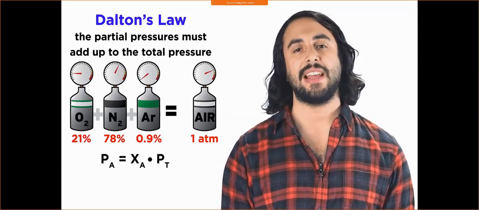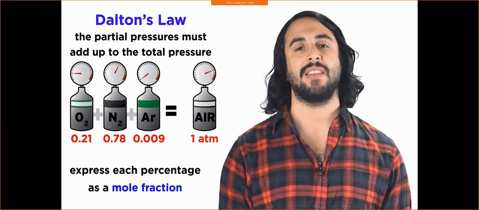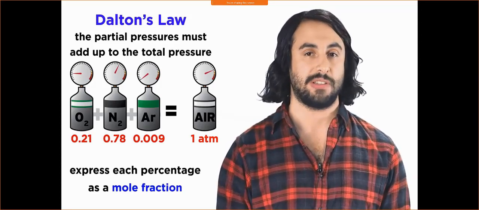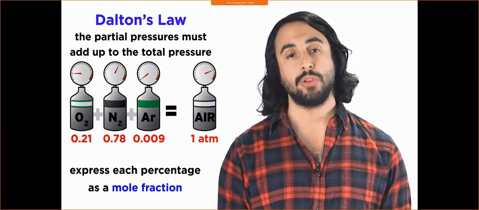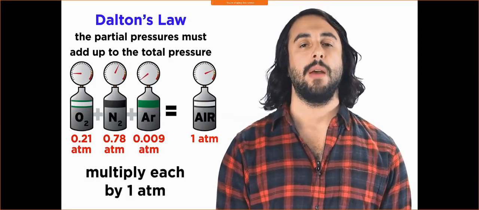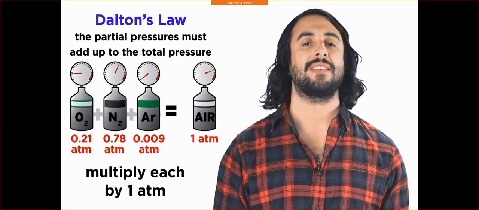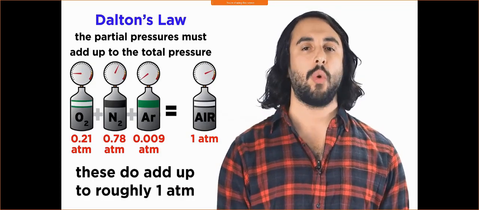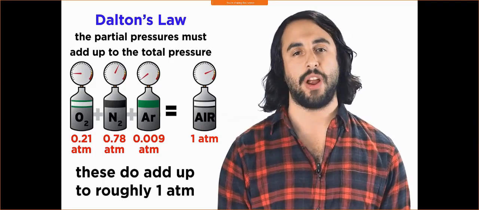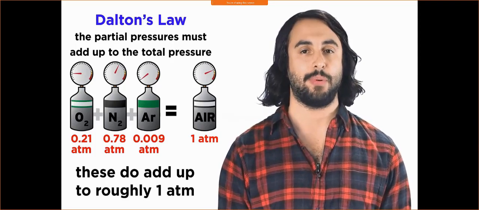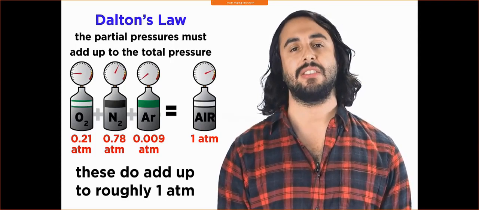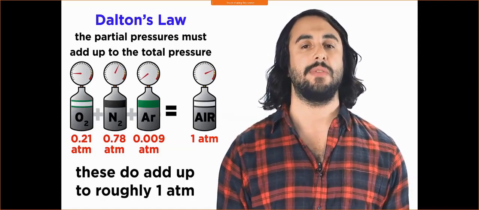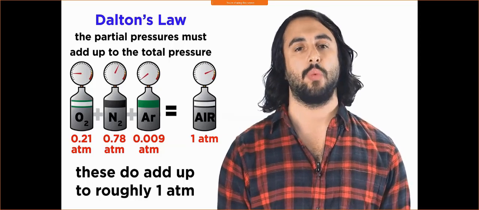This means we can take these percentages and divide them by 100 in order to express them as mole fractions. And then we can multiply each mole fraction by the total pressure to get the partial pressure of each substance. So it's quite simple to calculate the partial pressure of each gas in our sample. And we can see that these do add up to a total of 1 atmosphere, just as the individual percentages add up to 100%.